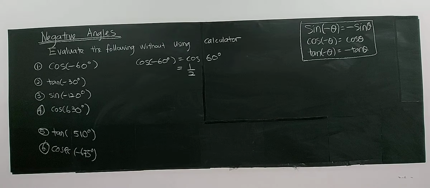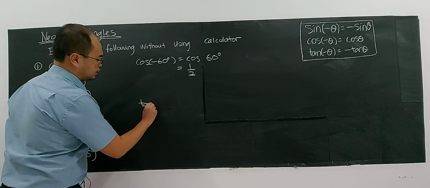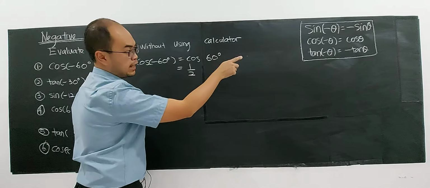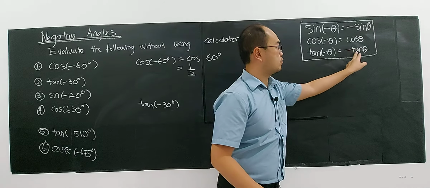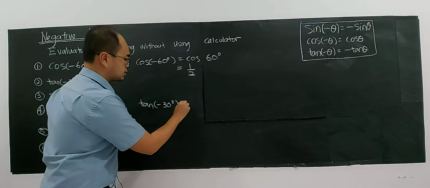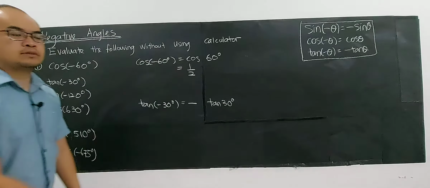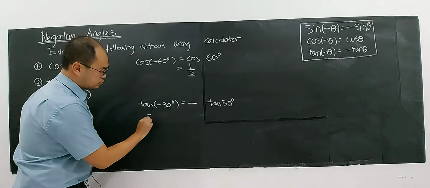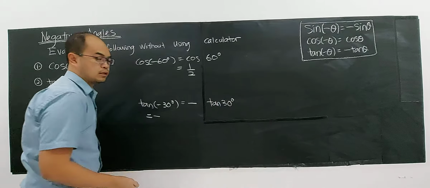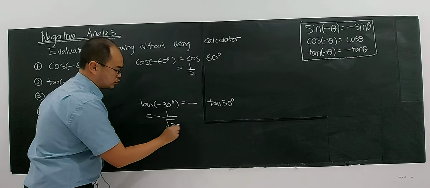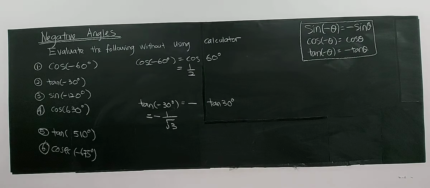So very simple. Let's see tangent negative 30. It's a negative angle, so you know that tangent negative theta is the same as the negative of tangent theta, which is negative tangent 30 degrees. By the special angle value, tangent 30 degrees is 1 over square root of 3. So this will be the value of tangent negative 30.